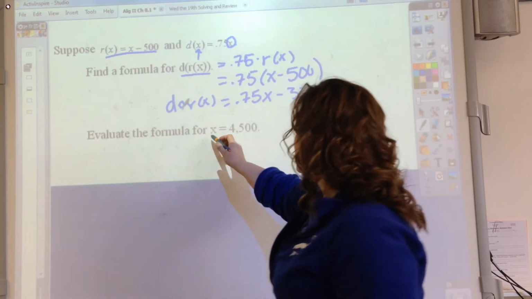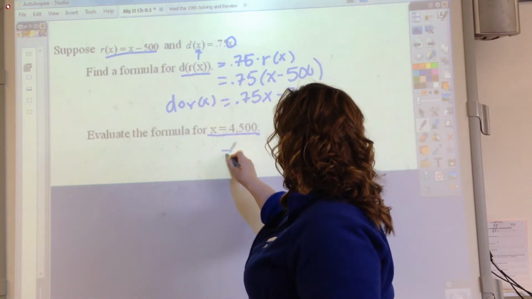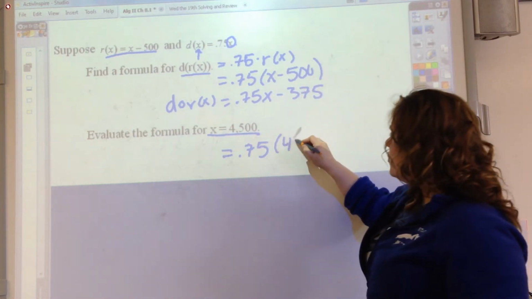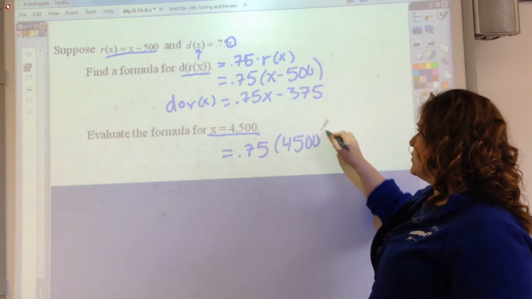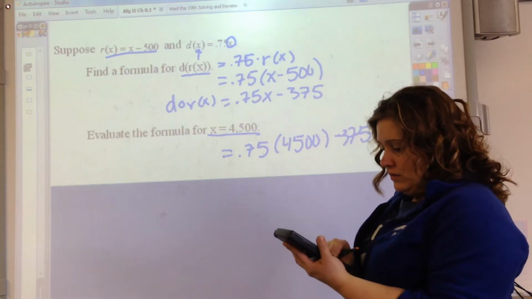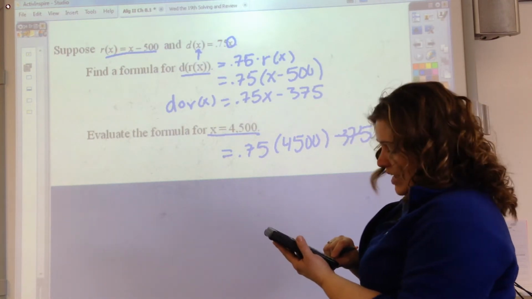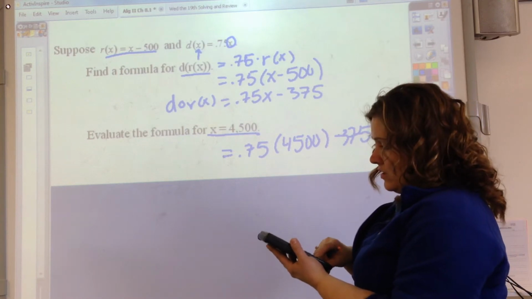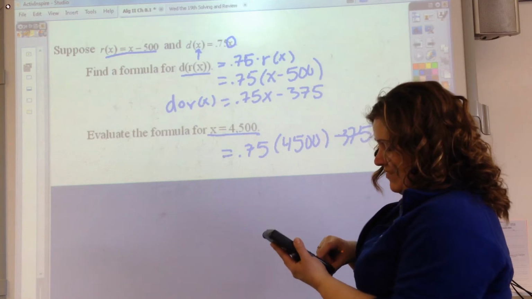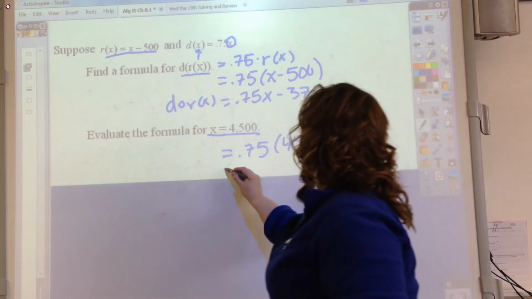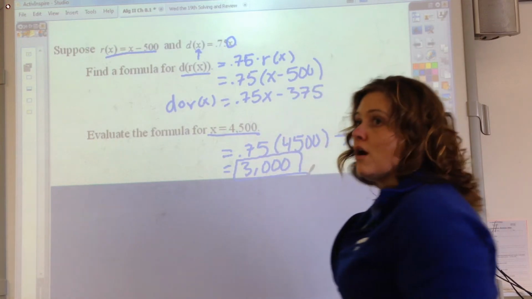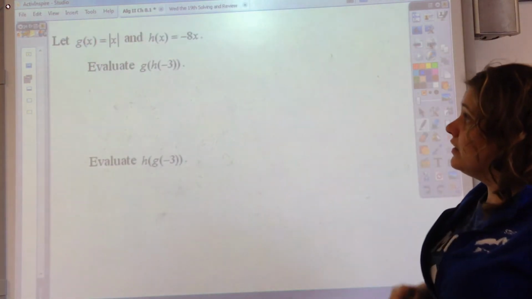Now if I want to evaluate the formula for a specific value of x, I simply replace x with the value, 4,500 in this case, and I get 0.75 times 4,500 minus 375. And hopefully you'll all agree with me that we end up with 3,000. All right, let's go ahead and move on.